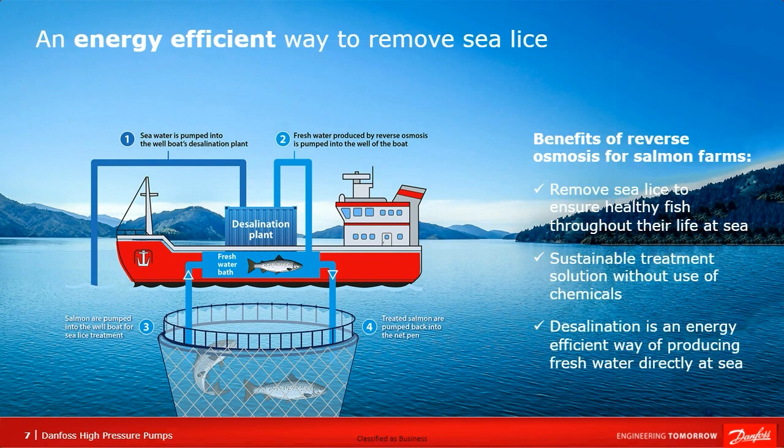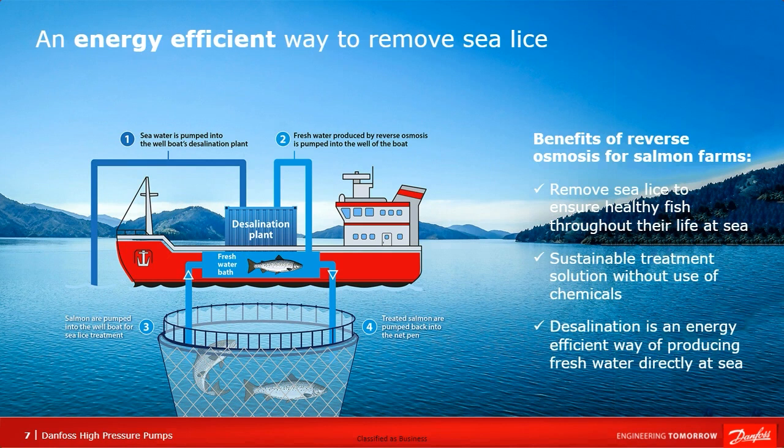A desalination plant is where you pump water with high pressure through a membrane, and thereby produce fresh water. So you have two outputs. You have the brine output with the higher concentrate salinity, and you have the freshwater output, which is what you need here for the freshwater bath. So as you can see on the picture, what you do is you pump seawater into the wellboat's desalination plant. You are on the water, so of course you have a lot of seawater readily available to you.